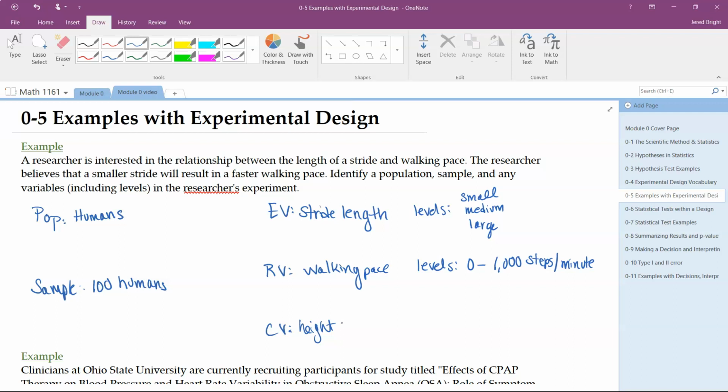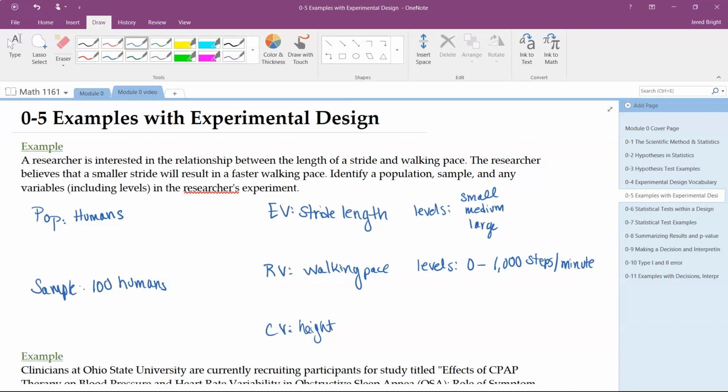Taller people usually need fewer steps. So consequently, is their walking pace faster or slower in comparison to a shorter person? Well, their walking pace is slower, but does that necessarily, and so that's going to influence their walking pace without us controlling for that.